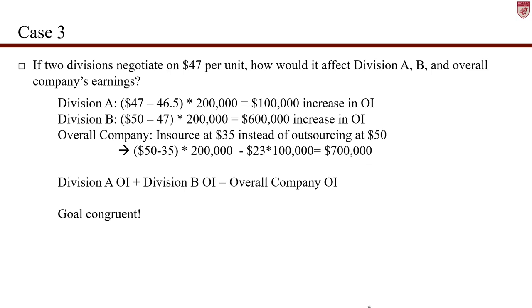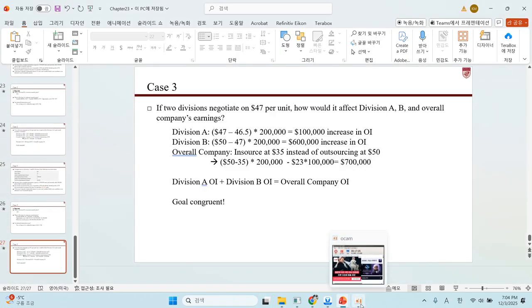So Division A OI plus Division B OI will always be equal to the overall company OI. And this case also shows the goal congruence situation. Okay, so that would be all for Chapter 23.